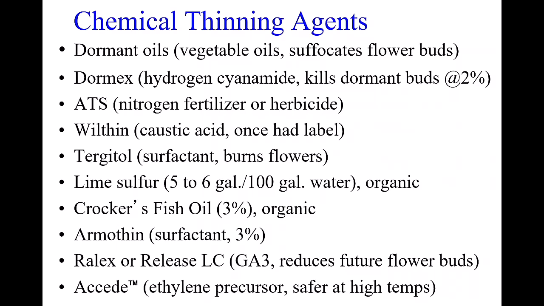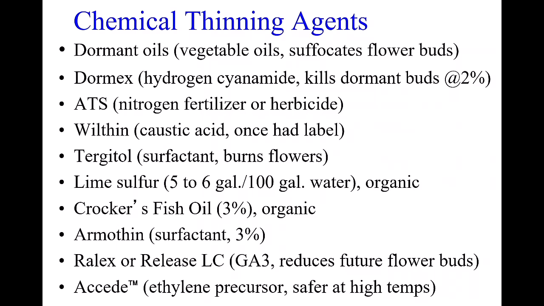Turgitol is not labeled, and it can be very hot. I'll show you some data. Now, if you do organic, you have lime sulfur and Crocker's fish oil. Very messy, but it does do some work. Armathin is a registered surfactant that's still used in certain places. Of course, we don't use it, but it does work to some extent. At one time, we had Ralix Release, which is a GA inhibitor that we put on the year before, but most growers don't want to start the spring with already only half the flower buds. So that's no longer used. There might still be a label, but it's not being used.